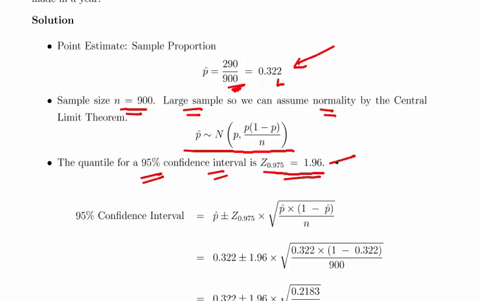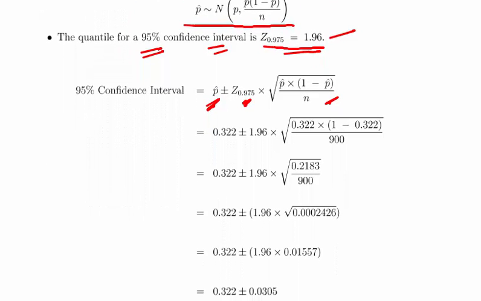Okay, so 1.96. Essentially what we're going to do here is put everything together. This is our point estimate, this is our quantile, that's our standard error, and that's the general form of a confidence interval: point estimate plus or minus quantile times standard error. So 0.322. Now we just have to work it out. For our estimate of the standard error, we will use our estimate of p hat for p: 0.322 times 1 minus 0.322 over 900.